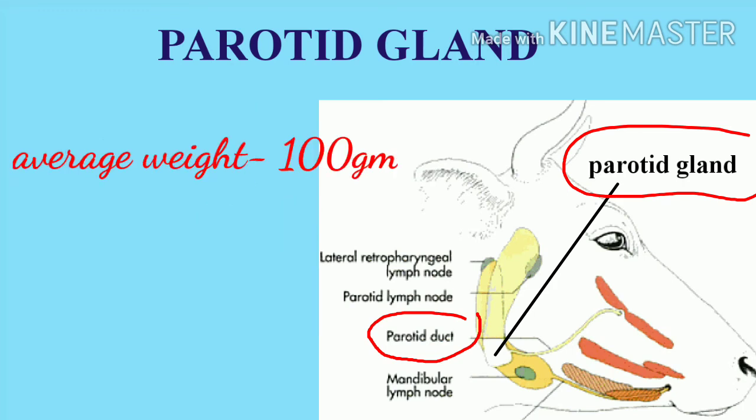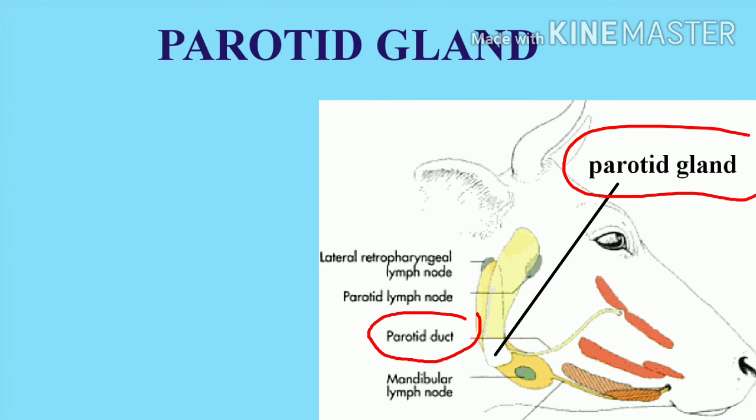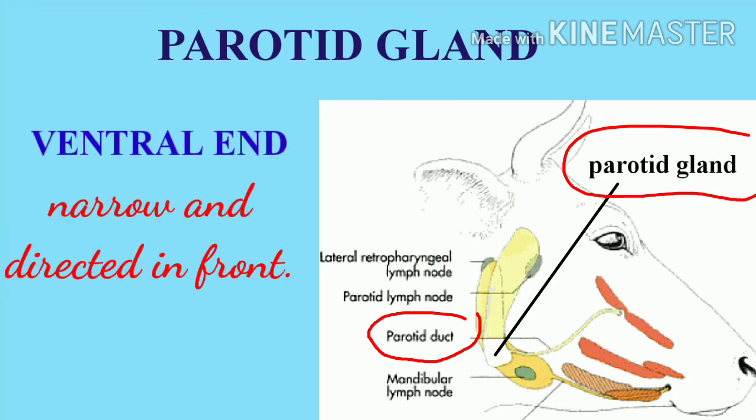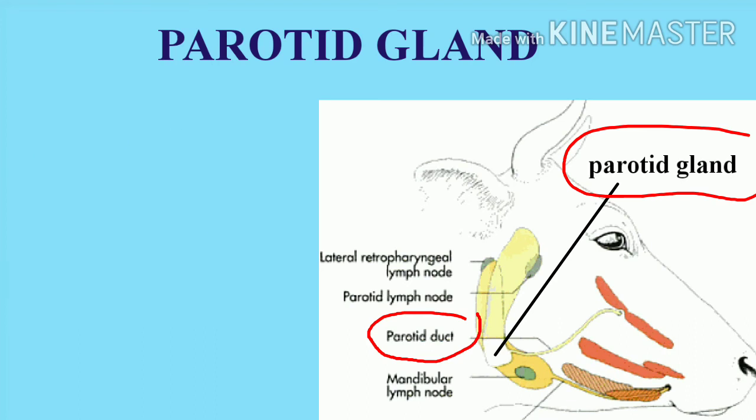Its average weight is 100 grams. It has two ends and two surfaces. Let's first study about the ends. First is dorsal end. It is broad and placed close to the base of the ear, and second is ventral end. It is narrow and directed in front. Then let's study about surfaces.